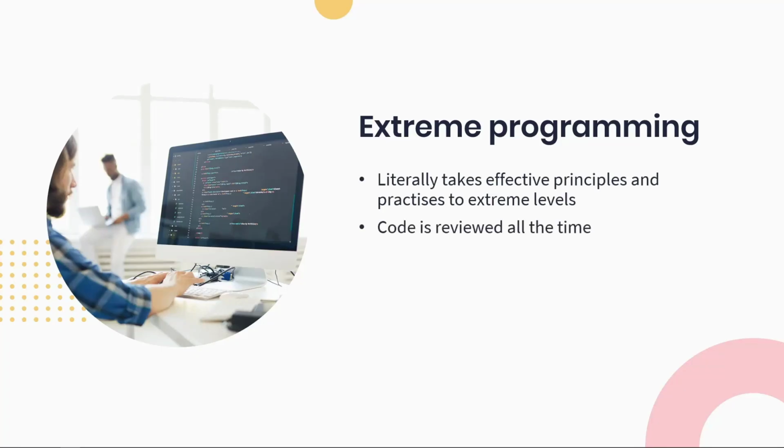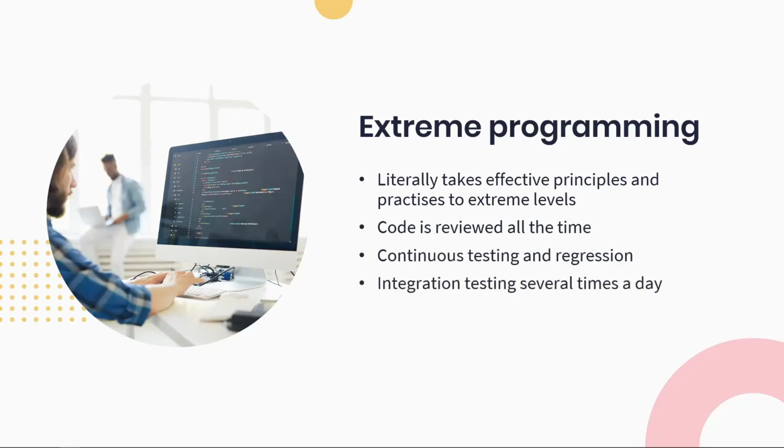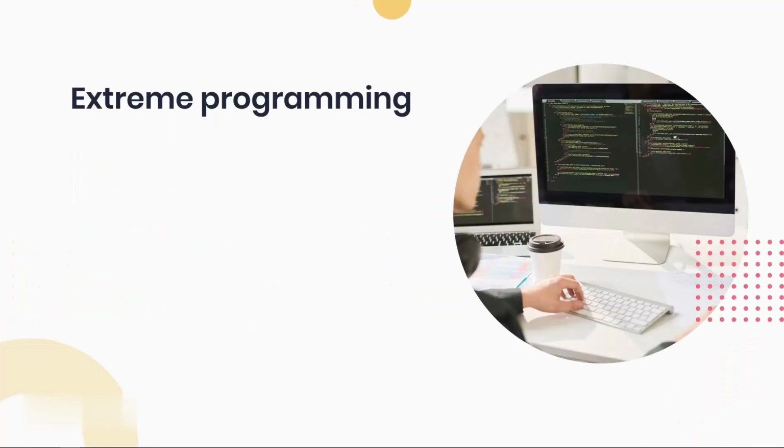Code reviews are effective because code is reviewed all the time. There is continuous testing and regression. Integration testing is done several times a day, and iterations are short. Simply put, this is agile programming on steroids. It was formulated back in 1999 by Kent Beck, Ward Cunningham, and Ron Jeffries with the goal of improving agile methods. Extreme programming has quite a lot of advantages.